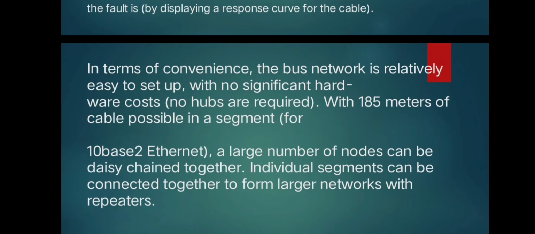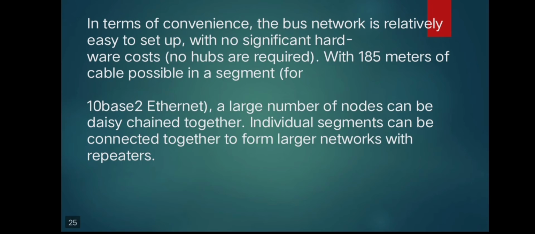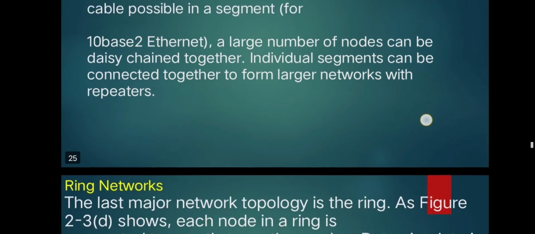In terms of convenience, the bus network is relatively easy to set up with no significant hardware costs. No hubs are required, with 185 meters of cable possible in a segment. For 10Base2 Ethernet, a large number of nodes can be daisy chained together. Individual segments can be connected together to form a larger network with repeaters.